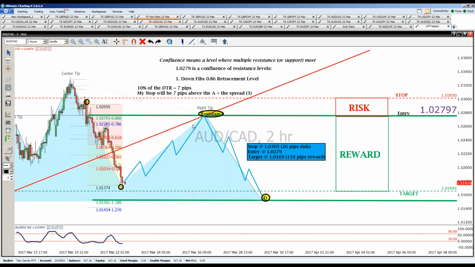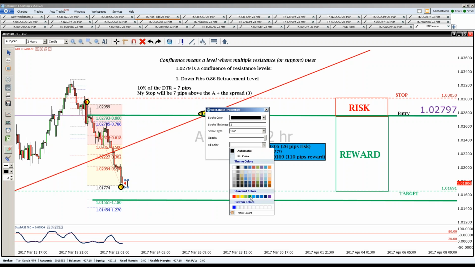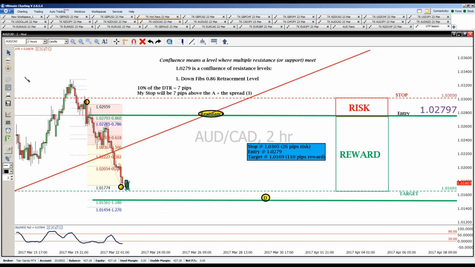If this one can just retrace to that 86 retracement level, I'd love to look for a sell over there. Now the only thing I'm going to have to wait for is for the market now to retrace, and I'm going to draw hypothetical bullish candles here, and I do understand that the market is not going to retrace in a straight line, but just for illustration purposes I'm going to draw bullish candles over here. So wait for the market to retrace.